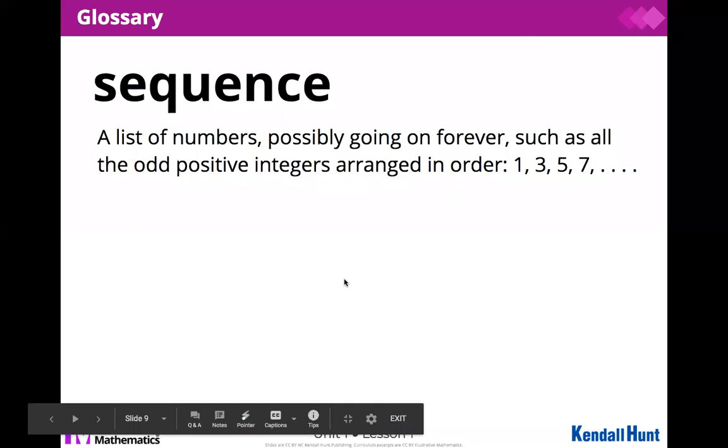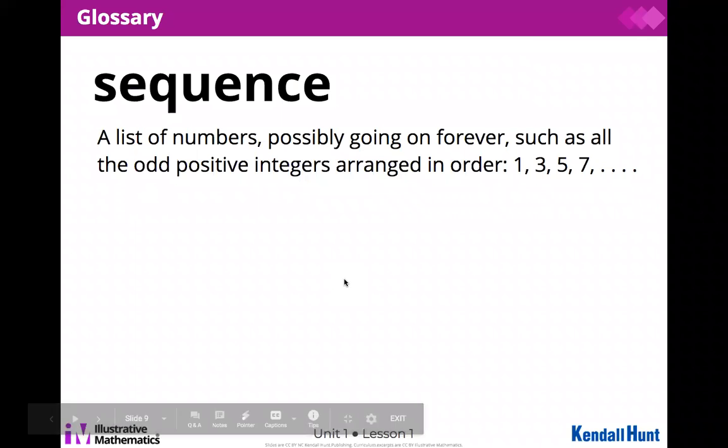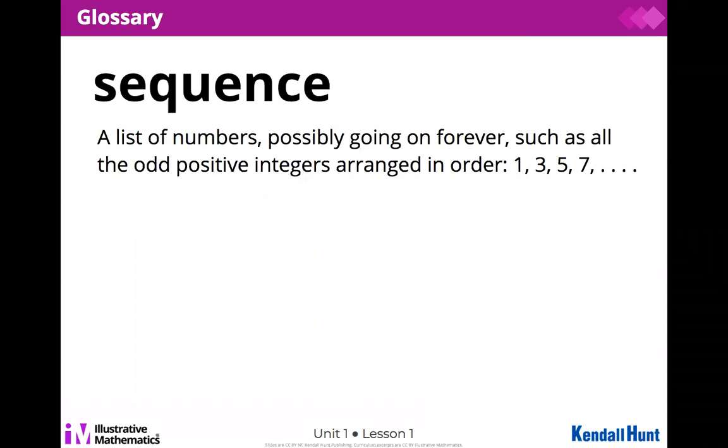So the two terms that we're going to be using a lot, especially this first week. Sequence, that's just a list of numbers, possibly going on forever, such as all the odd integers arranged in order. Integers are whole numbers, positive or negative, but this is a list of the positive integers arranged in order that are odd: 1, 3, 5, 7, 9, 11. Just going on to infinity, going up by the odd numbers. This is an example of a sequence.